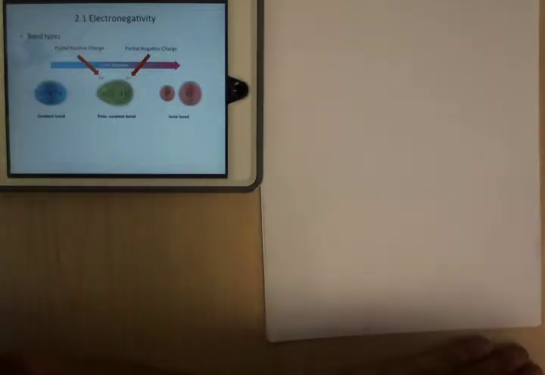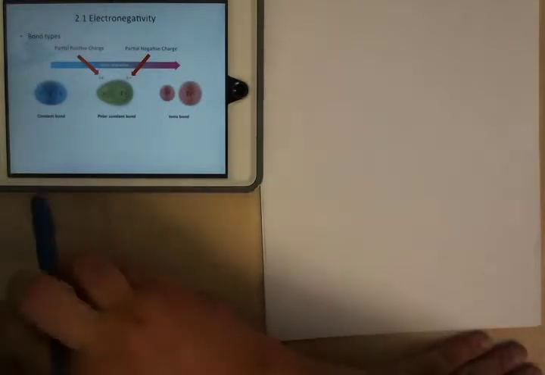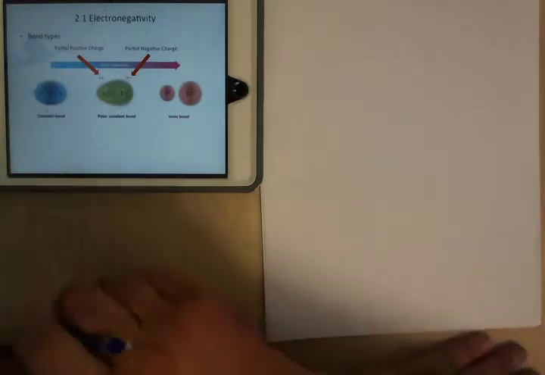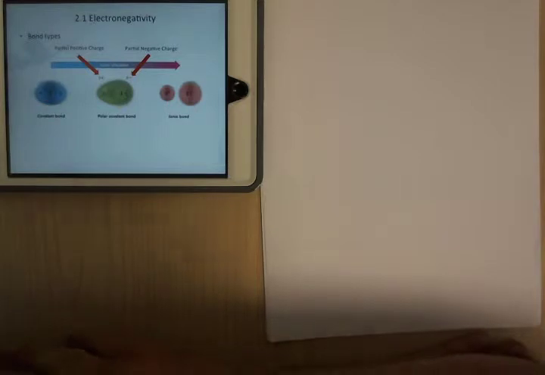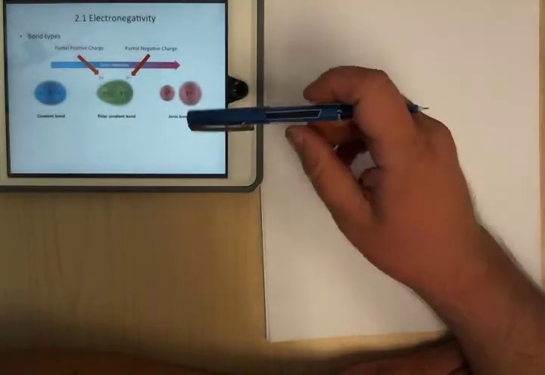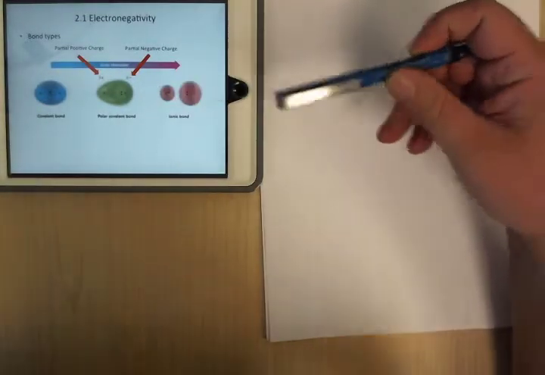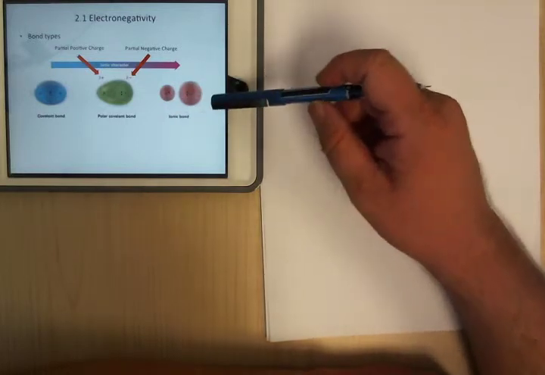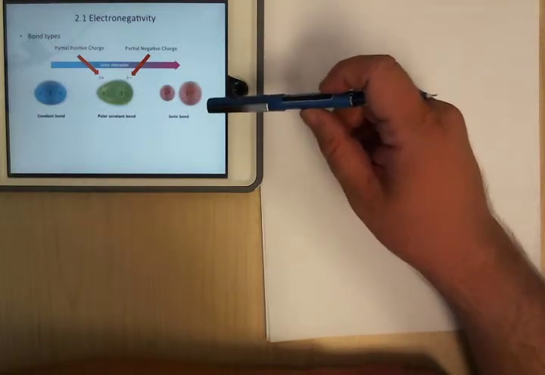Okay, so this is chapter 2. We're going to be talking about bonds today. If you remember back from chapter 1, there are 3 basic types of bonds. We have a covalent bond where the electrons are equally shared. You have an ionic bond where the 2 electrons in the bond reside only on one of the 2 elements.